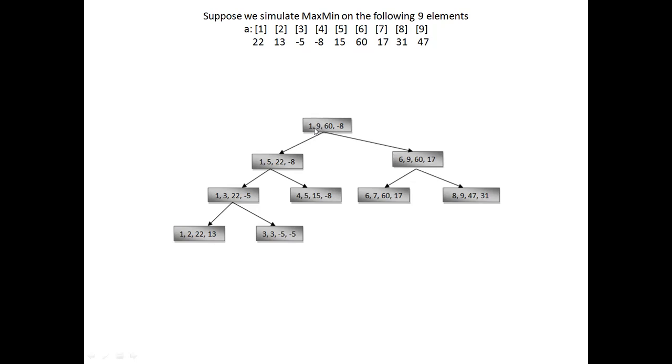Since there are 9 values here, the problem cannot be solved straight away. We have to divide that into two halves. That is 1 plus 9 is equal to 10, 10 by 2 is equal to 5. The problem is divided into 1 comma 5. Then the second half of the problem is the 6th index to the 9th index. So as of now, don't bother about this. What is this value?